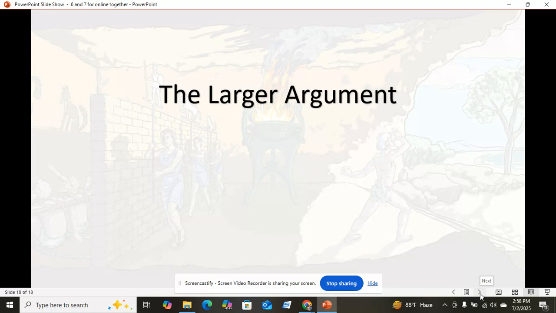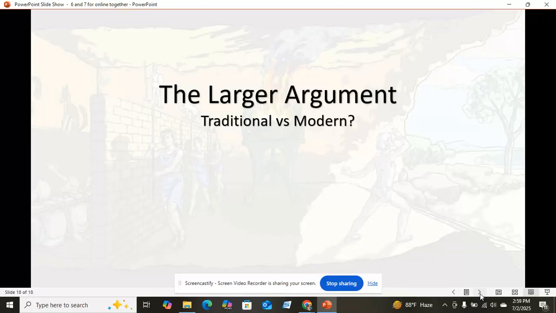That said, the larger argument of this course in some ways relates to this idea. Some thinkers, some philosophers and religious scholars, talk about the traditional versus the modern. That can be a useful distinction: Socrates and the religions being the traditional approach to morals and ethics, versus the modern approaches like utilitarianism and egoism. There's something to be said for that.